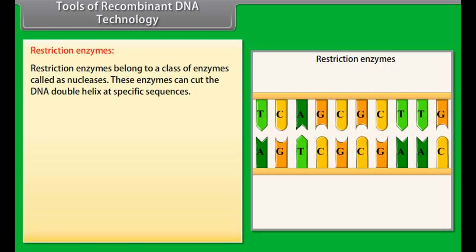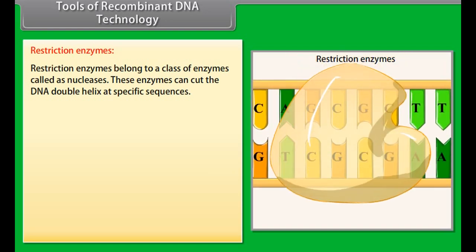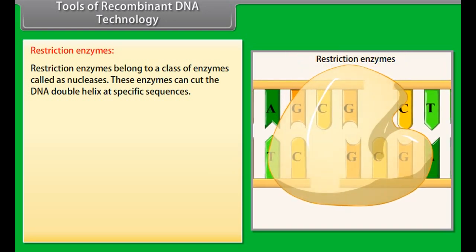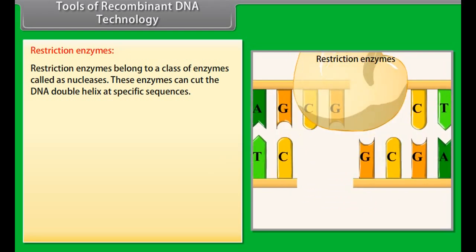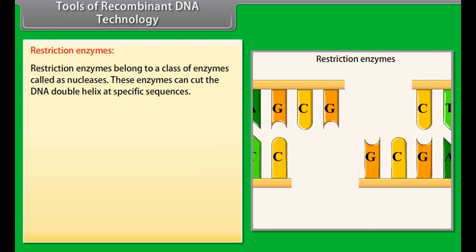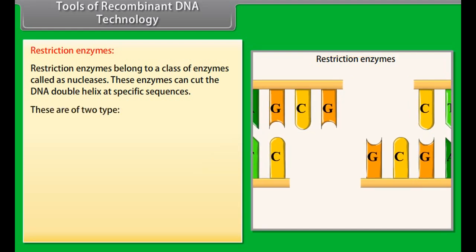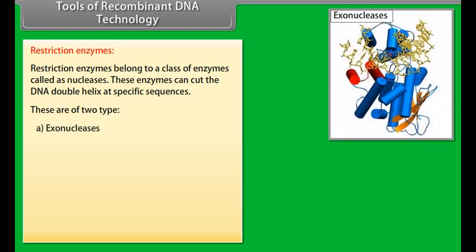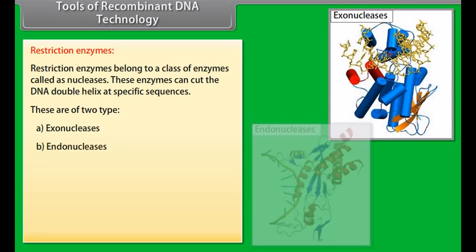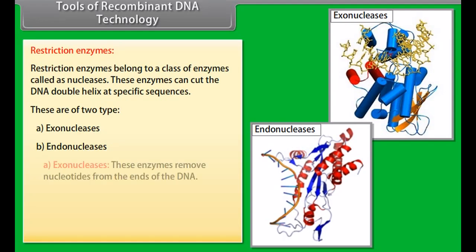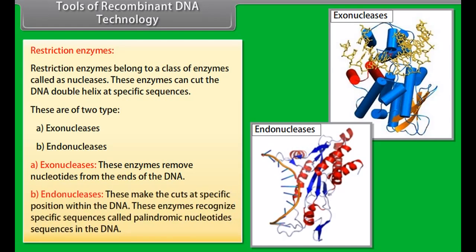Restriction enzymes belong to a class of enzymes called as nucleases. These enzymes can cut the DNA double helix at specific sequences. These are of two types: exonucleases and endonucleases. Exonucleases: these enzymes remove nucleotides from the ends of the DNA. Endonucleases: these make the cuts at specific positions within the DNA.